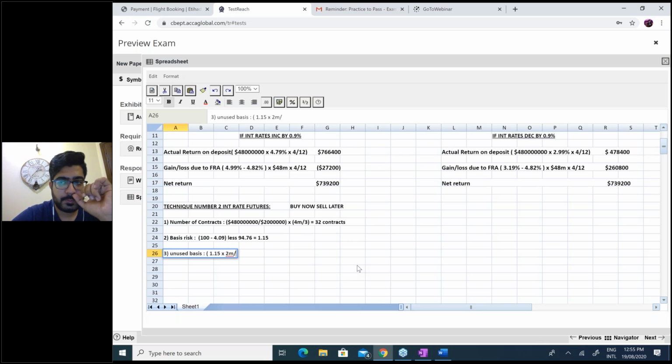What is the date today? Today's date is 1st November, and you took a future of 30th March. Count the months. 1st November, 1st December, 1 month. 1st January, 2 months. 1st February, 3 months. 1st March, 4 months. And 30th March, 5 months. So total months are 5. This equals 0.46.